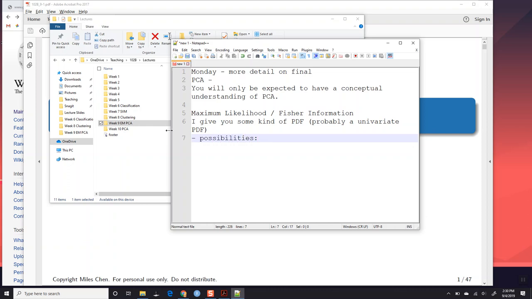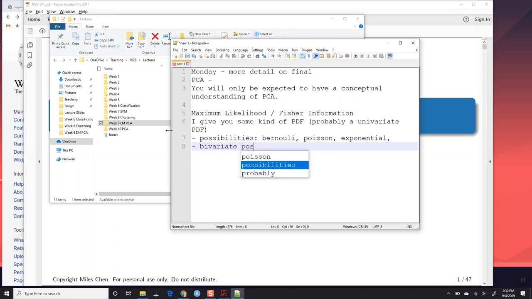What are some univariate distributions? We've got Bernoulli, Poisson, exponential. And then bivariate possibilities include binomial and normal. Now there's more, like gamma and stuff like that, but I won't do that. I'll just keep it to either binomial or normal.